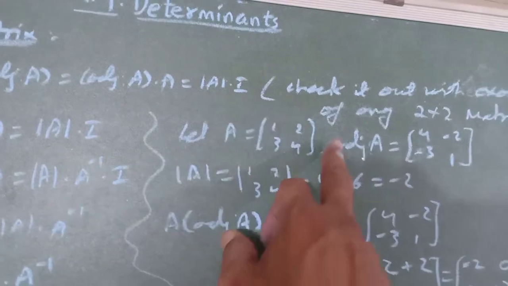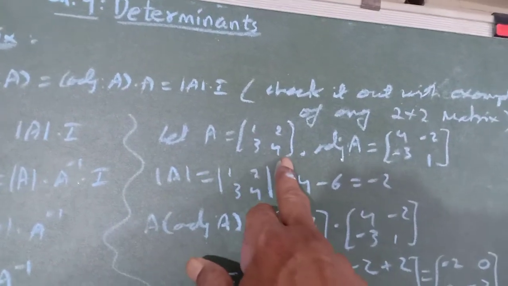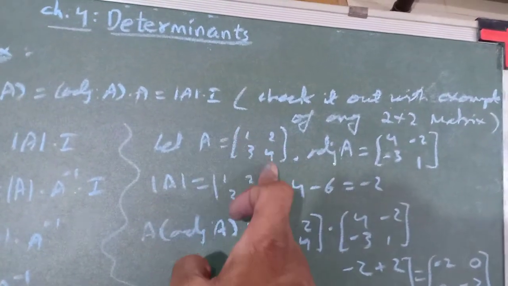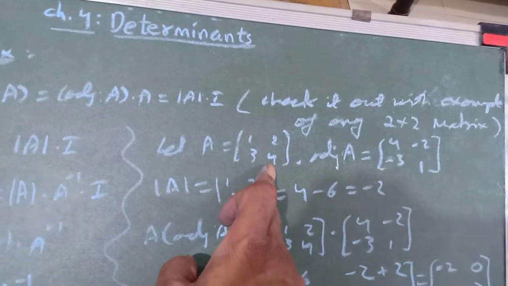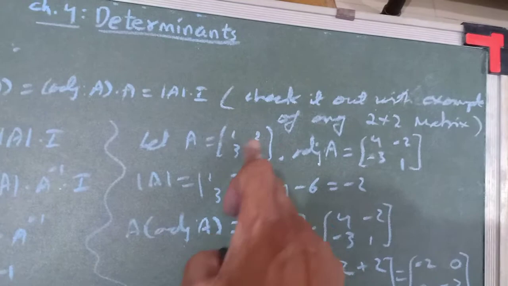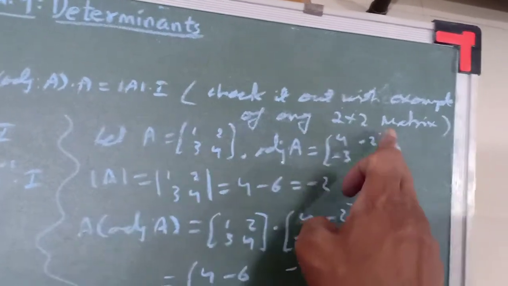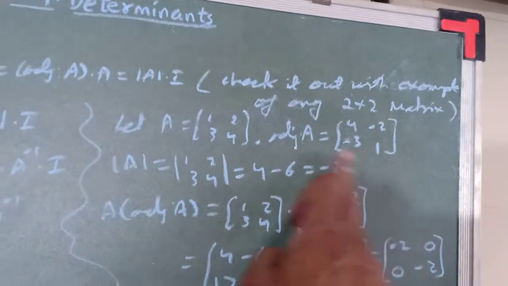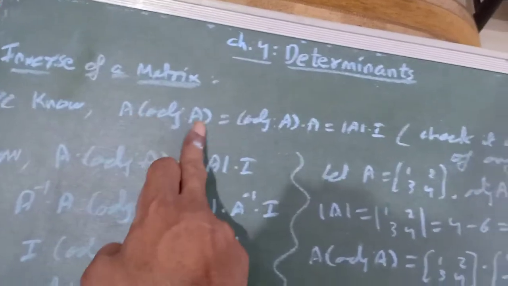Let A be the matrix [1, 2; 3, 4]. Then its adjoint will be what? Interchange the principal diagonal elements, so 4, 1, and change the sign of the secondary diagonal elements, so -2, -3. So this is the adjoint.